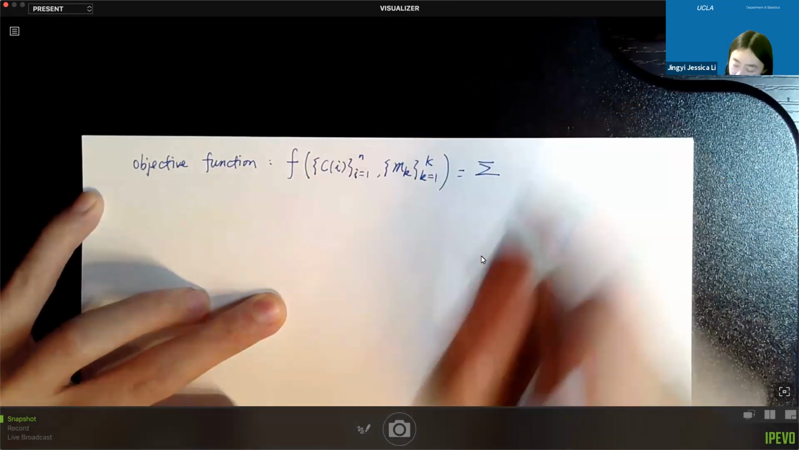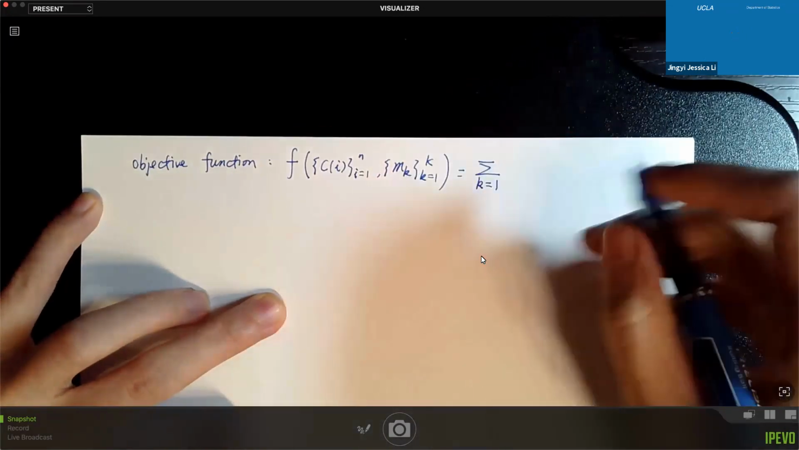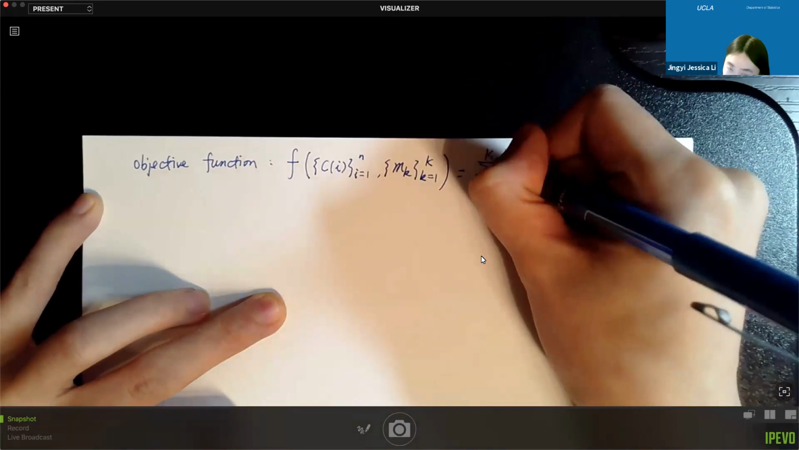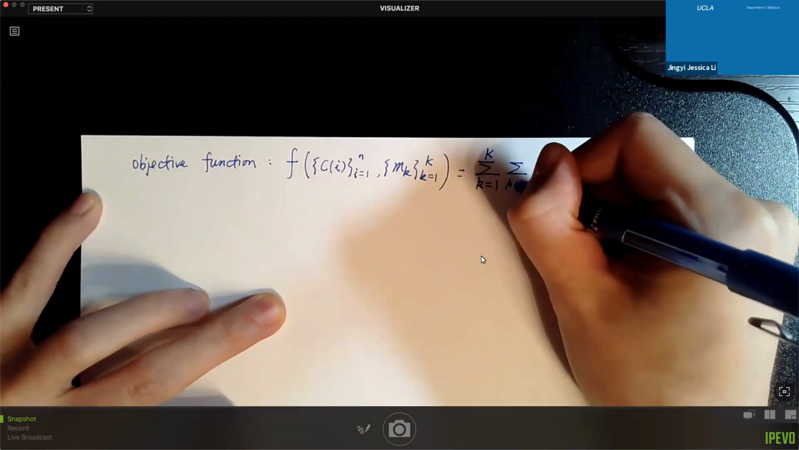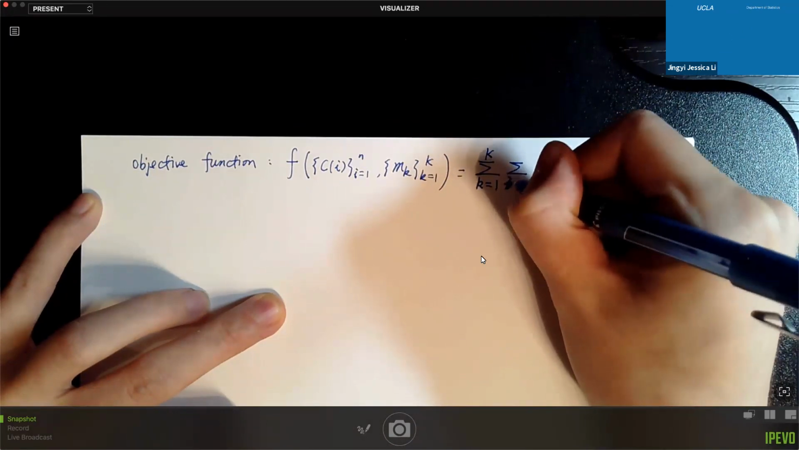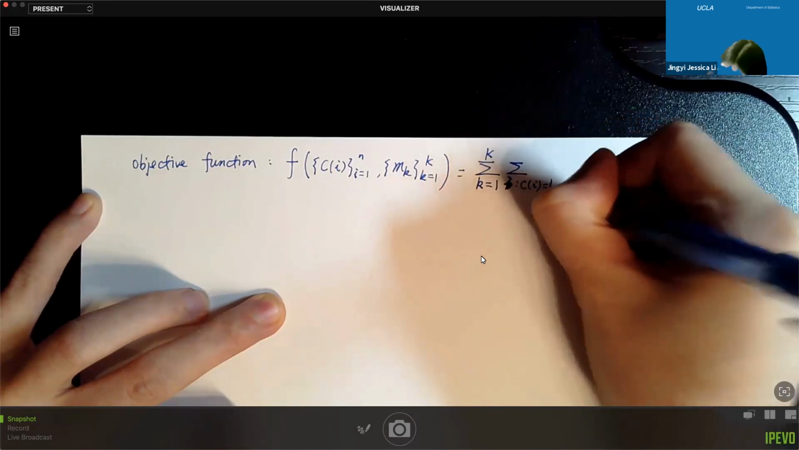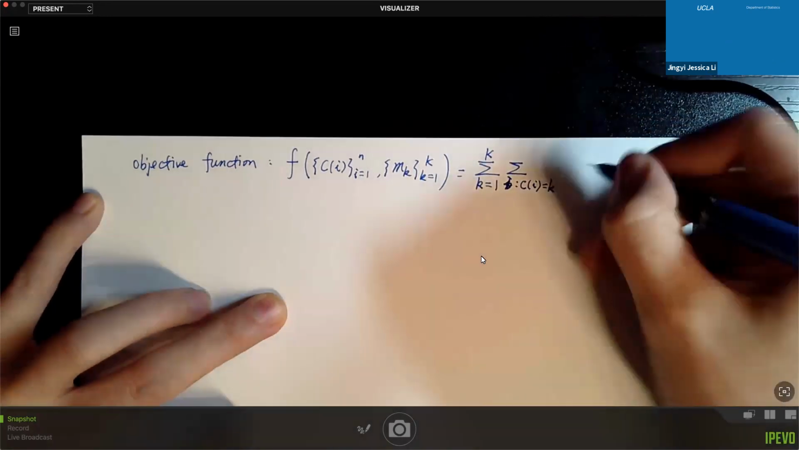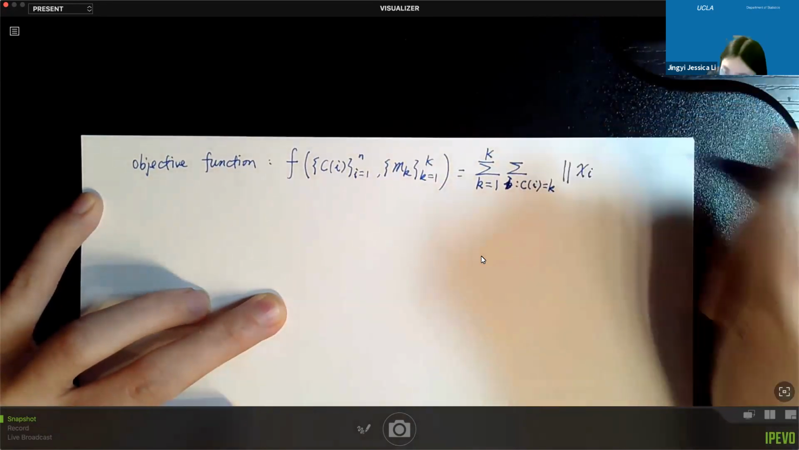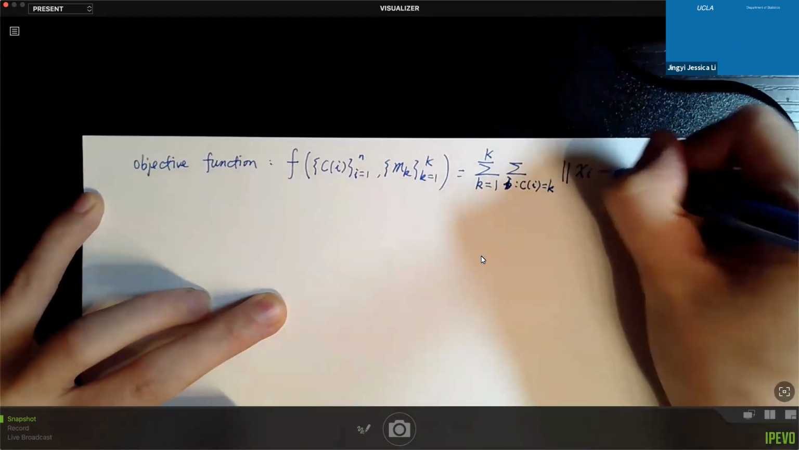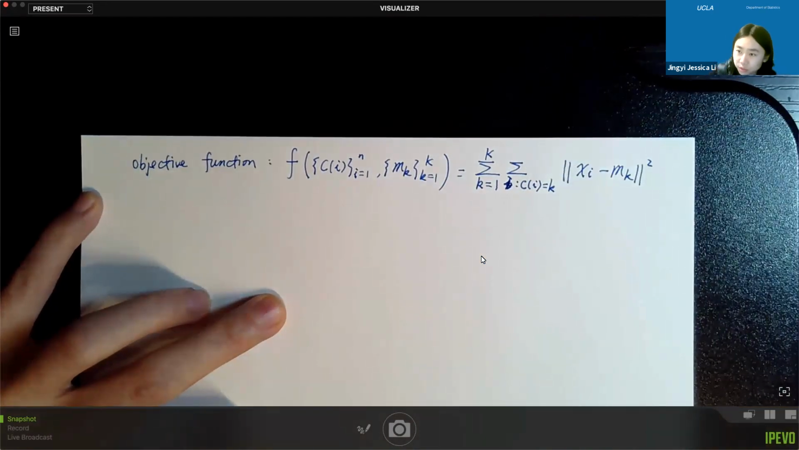This is the one we use in the lecture. We take the first summation for clusters, like k goes from 1 to capital K. Within each cluster k, we take the data points i such that Ci equals k. Okay, and then for these data points, we compute their Euclidean distance between data point xi and the cluster center mk. That's the objective function we use in class.